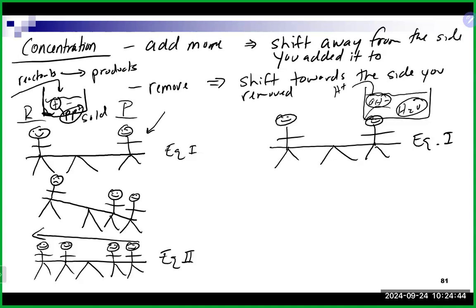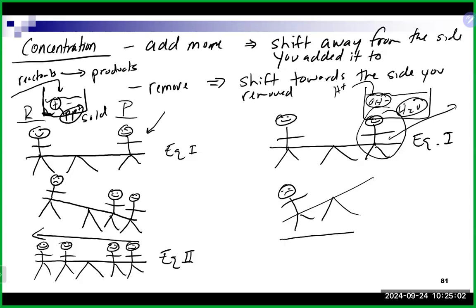Now let's just say that this guy decided, I had enough, I'm going to hop off. So he hops off. This is going to happen. This guy's going to crash to the ground. Not very happy. And in this situation, we would need more people on the left or right to fix it. We need people on the right, right? So we'll shift towards the side we removed it from, and we will once again get back to equilibrium.